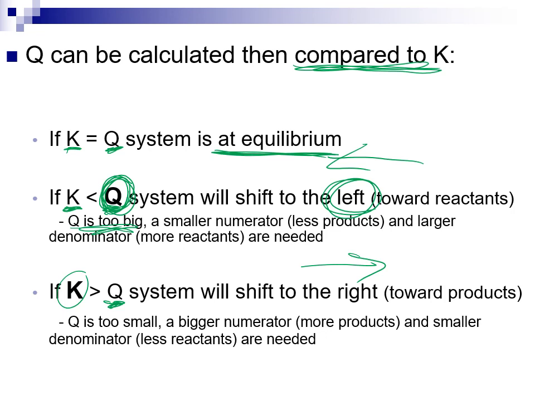So if Q is smaller than K, what that means is there's not yet enough products. We need the numerator to be bigger. So we need to shift to the right and produce more products. And again, the numerator is the product. And so if we shift to the right, we will get more products, and our Q will get larger till at one point it'll be the same as K, and that's when we're back at equilibrium.